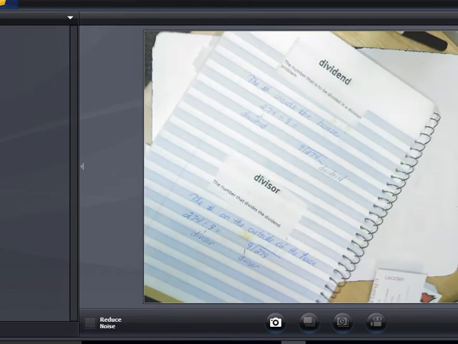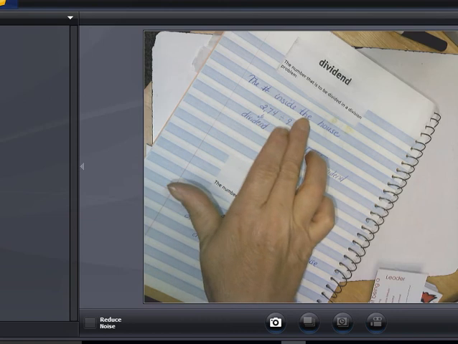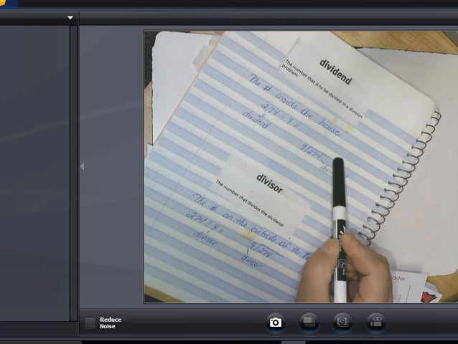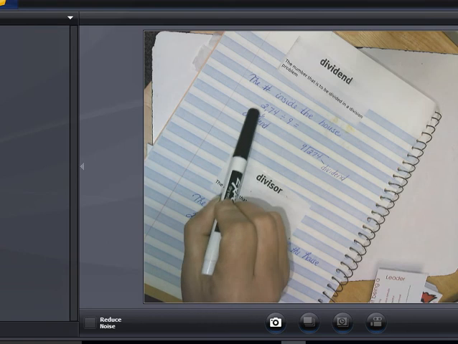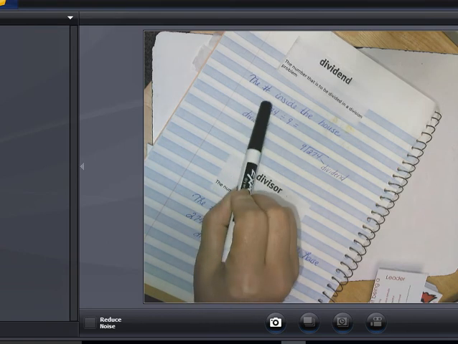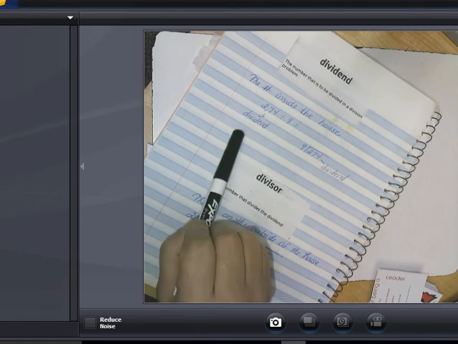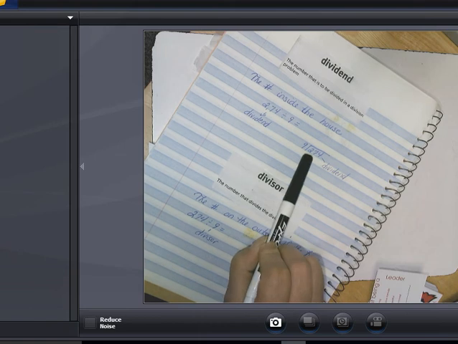The dividend is the number inside the house, and when I talk about a house, I am talking about this little house here when you do a division problem. The dividend, if I write an example, is how much I have. That's the total amount. So then I would highlight this and write dividend underneath it. If you're writing it this way, it's what's inside the house. That's your dividend. That's what you have.